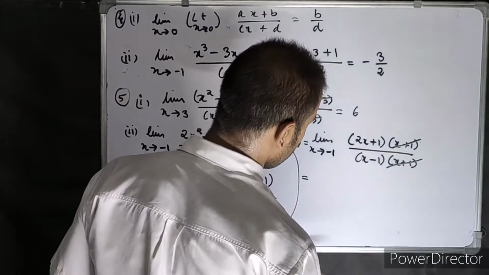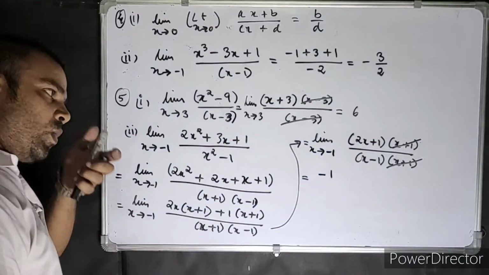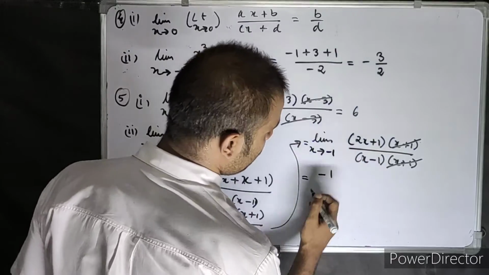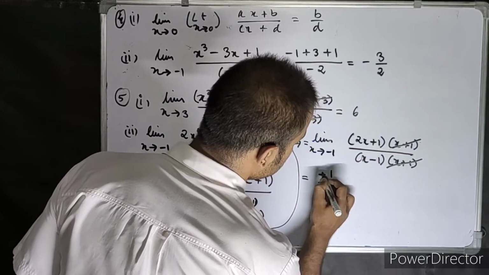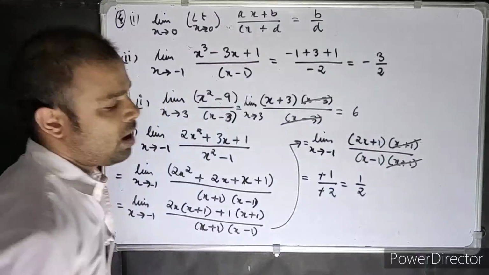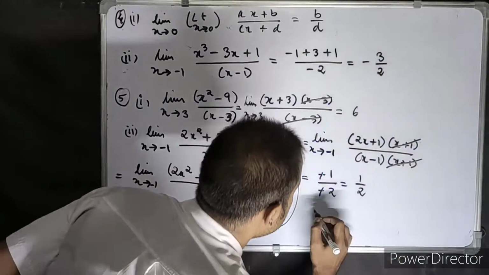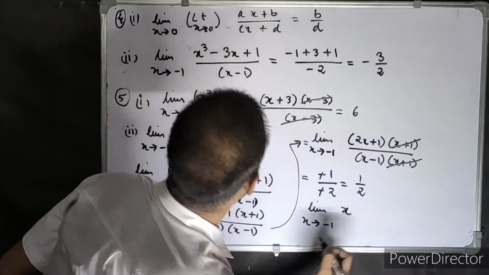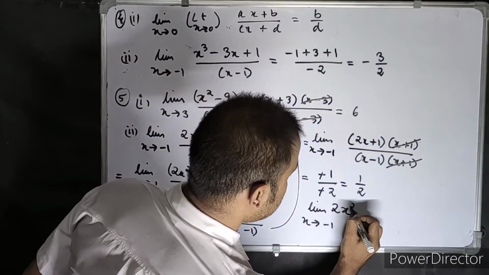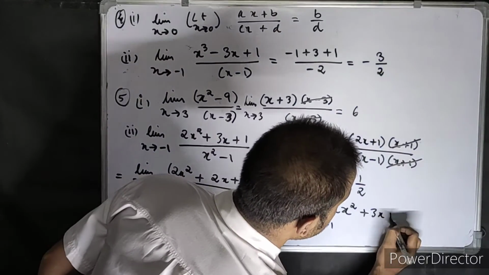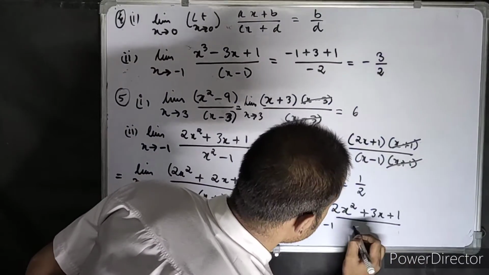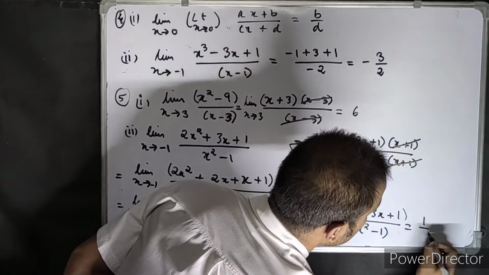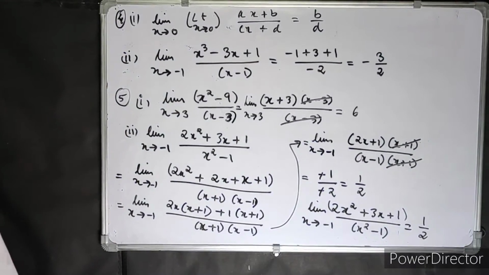This is -2 plus 1, of course that is -1, and then -1 minus 1 is -2. So -2, cancel them out, you're getting a half. So now you can write this: the limit of x tends to -1 of 2x squared plus 3x plus 1 divided by x squared minus 1, put the bracket, is equal to half. So you can write it like that.